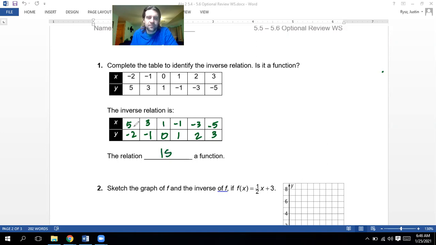All right, if we would have multiple, so like say we had another negative 5 here, and then we'd have multiple negative 5s, that is not a function. Okay, let's clear this off. Let's go to the next problem here.